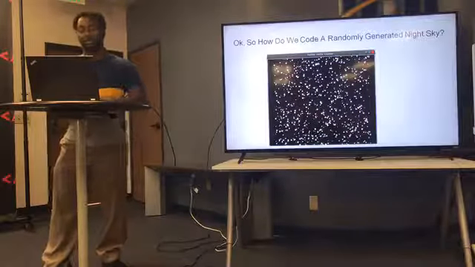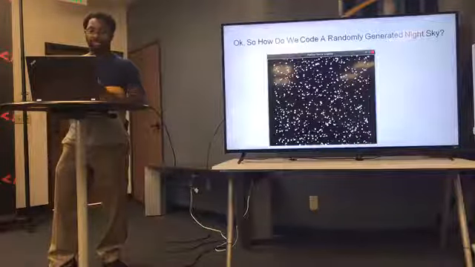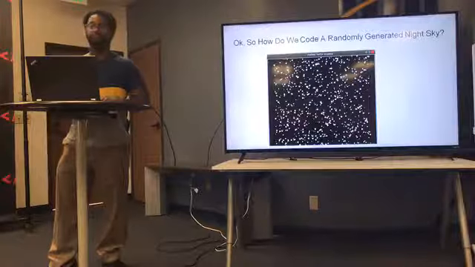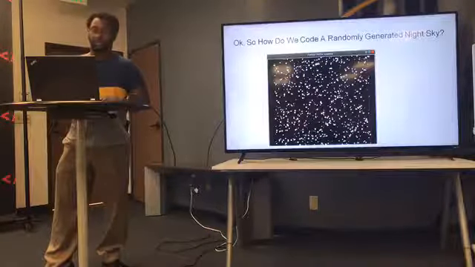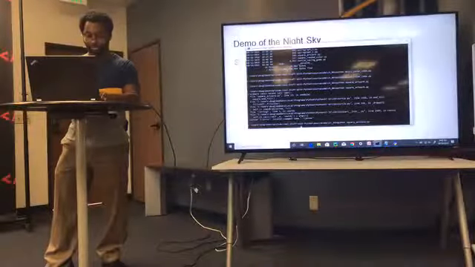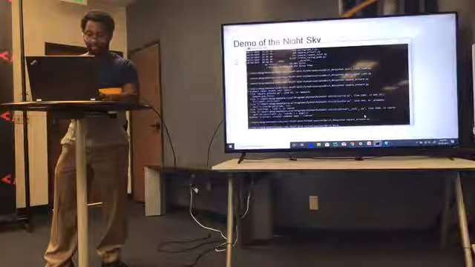Okay, so now that we understand how to create a circle, does anyone have any idea how we can create that randomly generated night sky? Just this simple image right here. Okay, so first thing I'm going to do is just demo it real quick. So I have to exit out of this image and just call it right here.